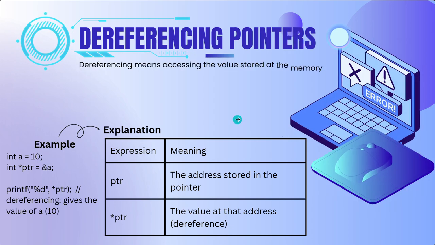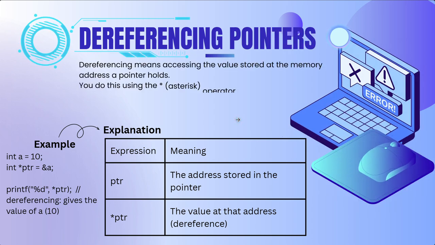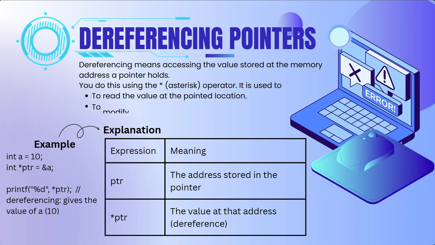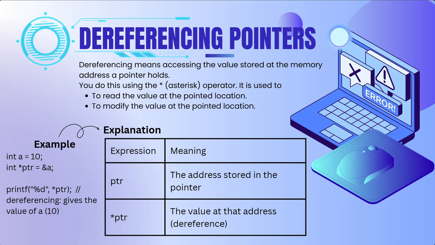We have dereferencing of a pointer. Dereferencing means accessing the value stored at the memory address a pointer holds. You do that by using the asterisk operator. It is used to read the value at the pointed location or to modify the value at the pointed location.